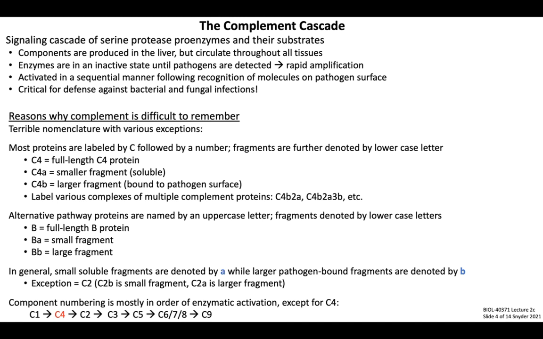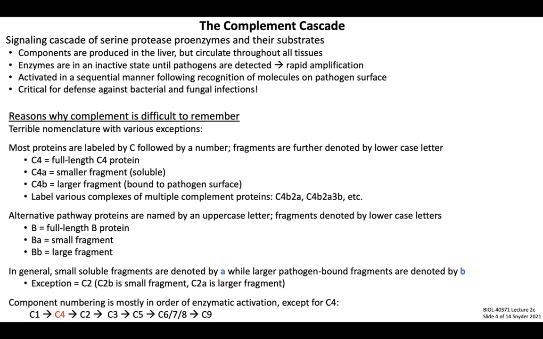A second rule is that the proteins in the alternative pathway are named using an uppercase letter, while again the cleaved fragments are denoted by a lowercase letter. So in the case of protein B, which is the full-length protein, proteolysis yields a Ba and a Bb fragment. A third general rule is that usually small soluble fragments of proteins are denoted with a lowercase a, while the larger fragments that are bound to a pathogen surface are denoted by a lowercase b. However, one important exception to this is C2, which is cleaved into C2a and C2b.